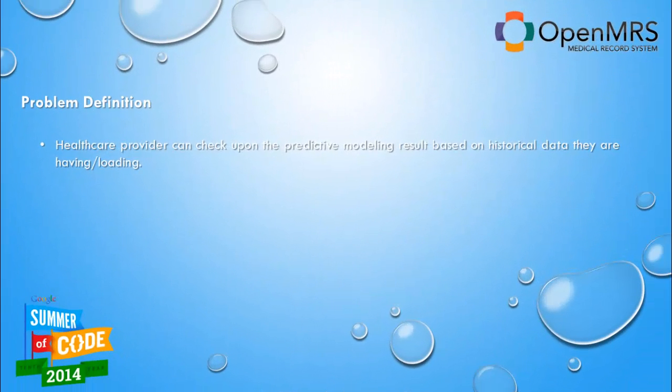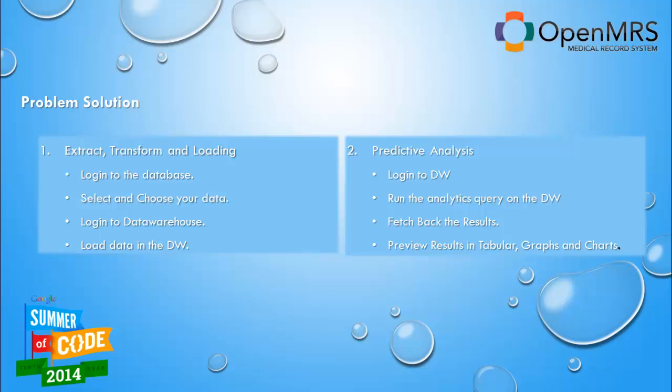For a quick recap, our problem definition is to add functionality in OpenMRS such that healthcare providers can analyze our historical data. So, the problem solution is divided into two parts. The first one is extract, transform and load. One has to log into the database, then select and choose the data, and then load the data to the data warehouse.